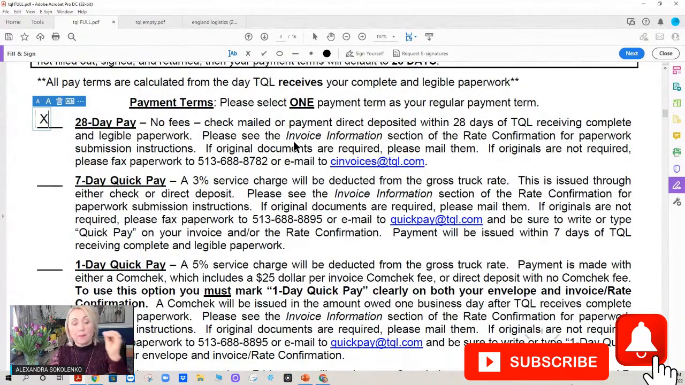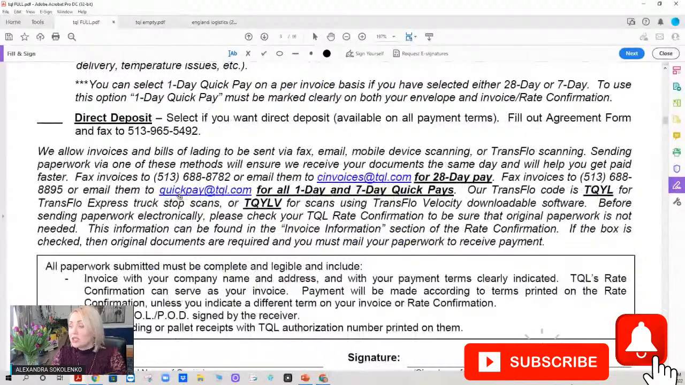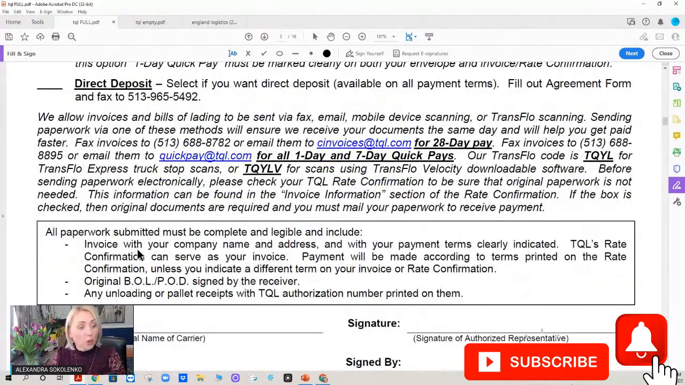Your factoring is going to pay you after delivery of the load within 24 to 48 hours. If you do not have factoring, then you need to ask your carrier how he likes to get paid. And if he is okay to get paid in 7 days, TQL will deduct 3% and send the remaining to him. He can do the ACH form, or if you want a 1-day quick pay, they will charge you 5%. What else are they offering us? Or direct deposit. So all this paperwork has to be submitted prior to payment. It has to have an invoice. So if you have factoring, your factoring is going to create the invoice.